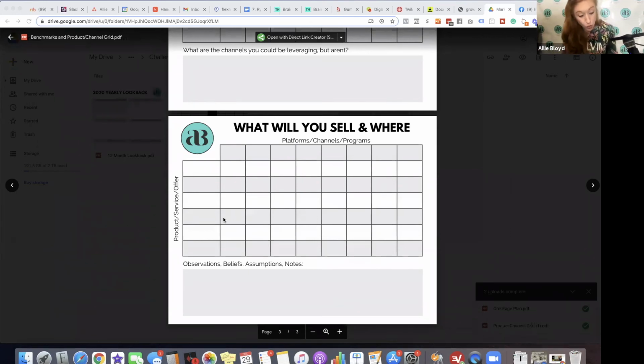Then we've got our platforms, channels, and programs again. So this time we are not writing down what we did. We're writing down what we want to do. So what are those platforms, channels, programs that you listed on that 2020 sheet under the channels that you could be leveraging, but you're not? And maybe it's those top producing channels from 2020. We don't want to do away with things that are working really well, but we also want to make sure that we are adding in those things that are really missing from that 2020 plan.